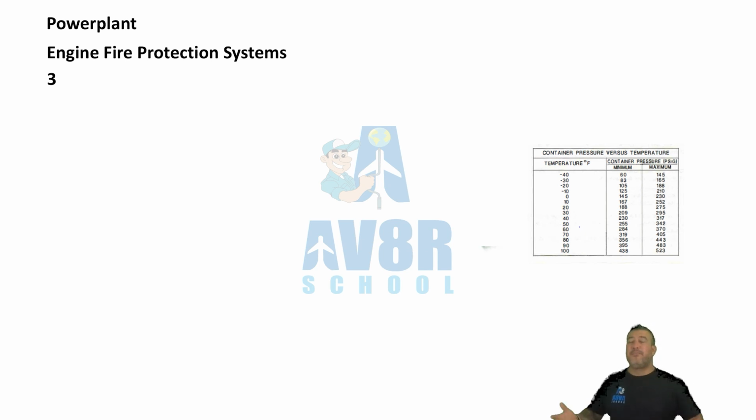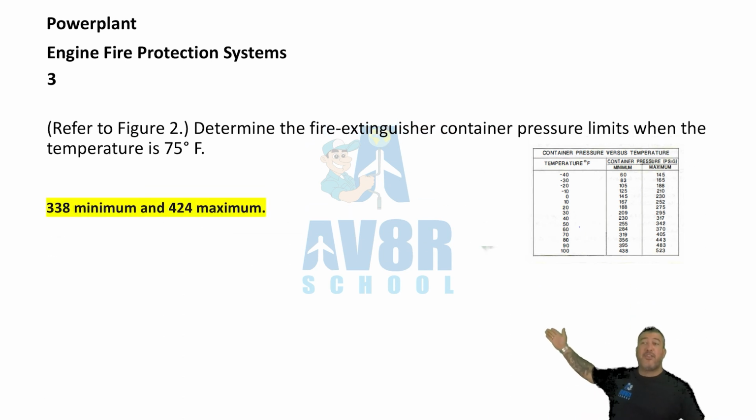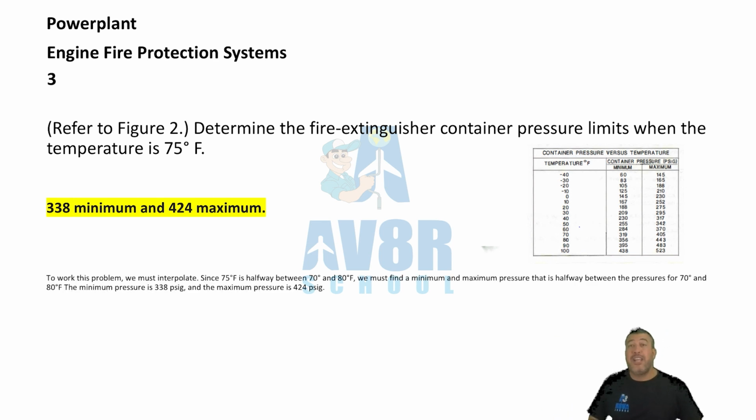Number 3. So we have another figure here. Referring to figure 2, determine the fire extinguisher container pressure limits when the temperature is at 75 degrees Fahrenheit. If you notice, it'll be a minimum of 338 to a maximum of 424.